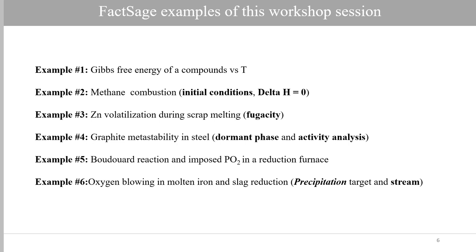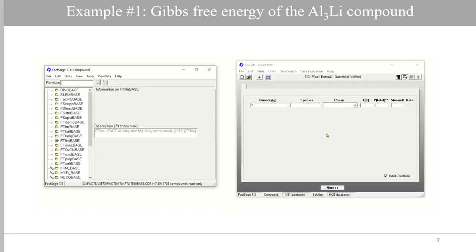In example number 5, we're going to talk about the Boudouard reaction and its impact on the imposed PO2 inside a reduction furnace. Finally, example number 6 will talk about oxygen blowing in molten iron to get rid of carbon, as well as the slag reduction when we over-oxidize the iron and produce some slag phase that we want to recover partially. Enjoy!